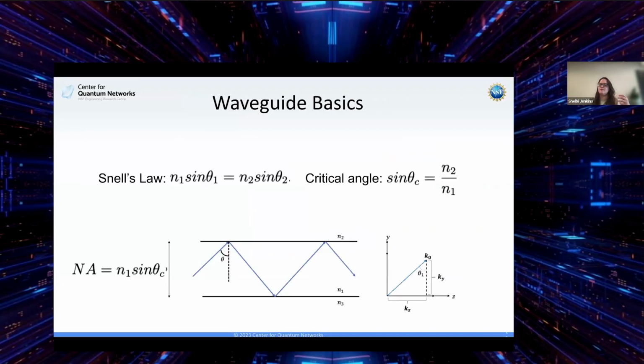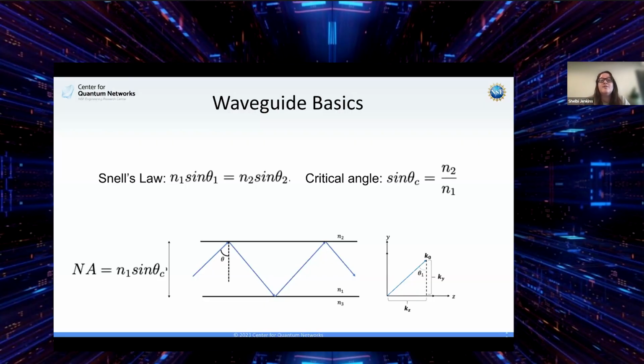Okay, now we're just going to very quickly go through some waveguide basics. If you already know this, great. Like I said, it's a pretty high level overview. We're not going to do any of the derivations from Maxwell's equations, so for some of this I will give you the solution and you'll just have to trust me. But we just wanted to make this a little more digestible.